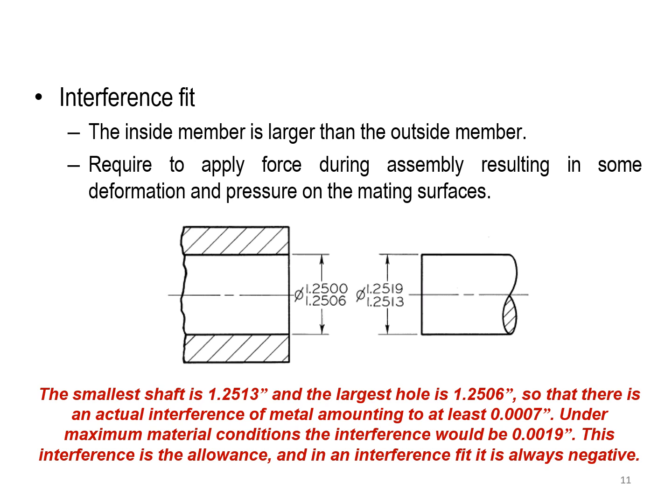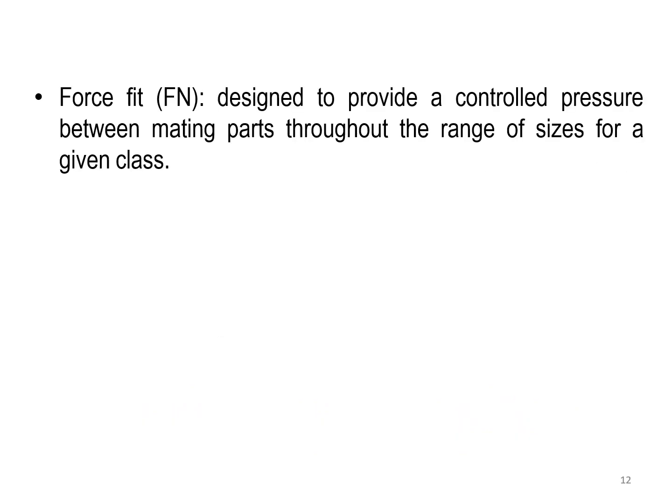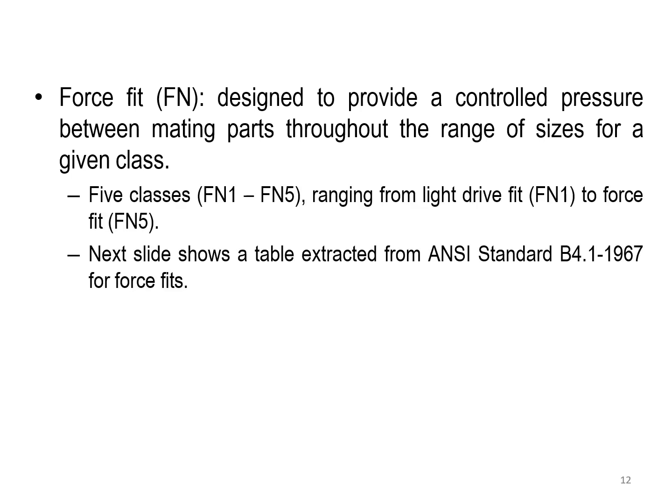This interference is the allowance, and the interference is always negative. Now we have the force fit, which is designed to provide a controlled pressure between the mating parts throughout the range of sizes for the given class. Once again, the force fit has 5 classes, FN1 to FN5, ranging from the light drive fit for FN1 to the heavy force fit for FN5. The next slide shows the table extracted from the ANSI standard B4.1 of 1967 for the force fit.